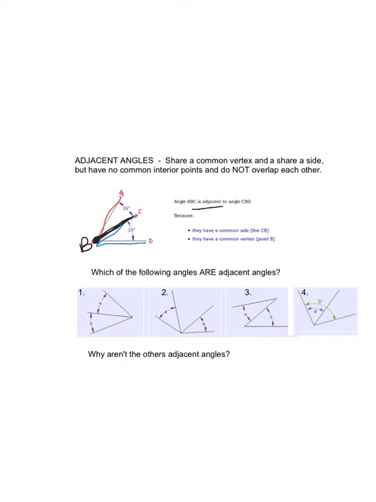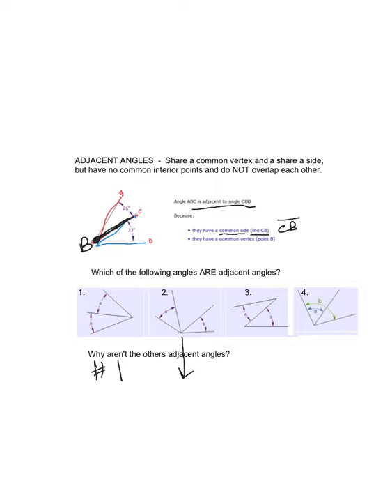Angle ABC is adjacent to angle CBD because they have a common side, line CB, which actually should be written like this. And they share a common vertex, point B. So which of the following are adjacent angles? Number 1 is adjacent, and that's it.